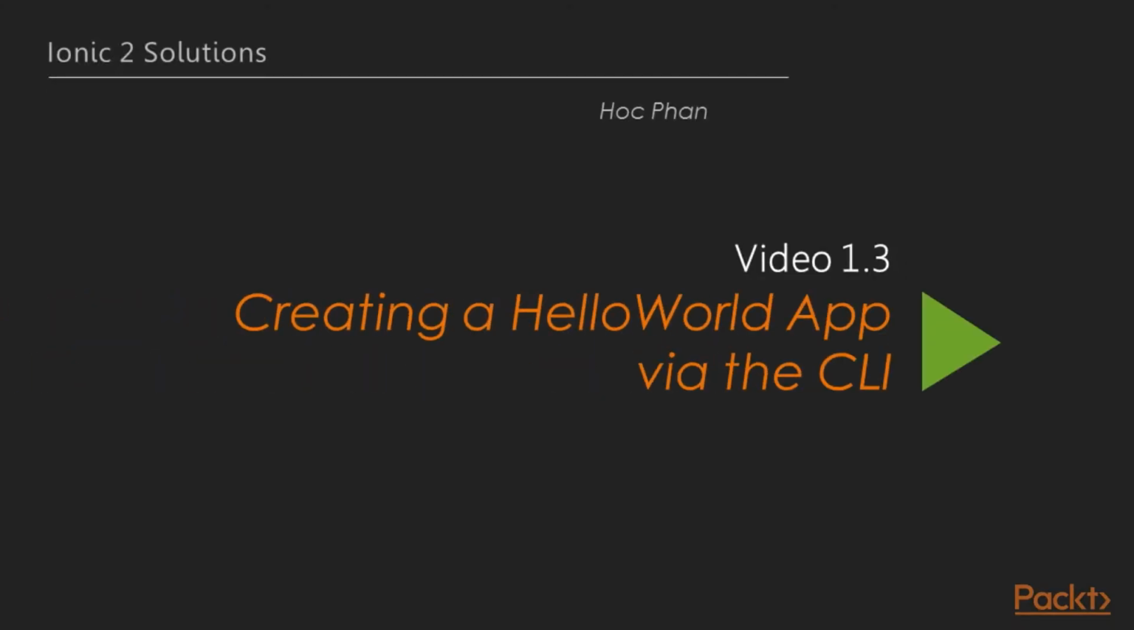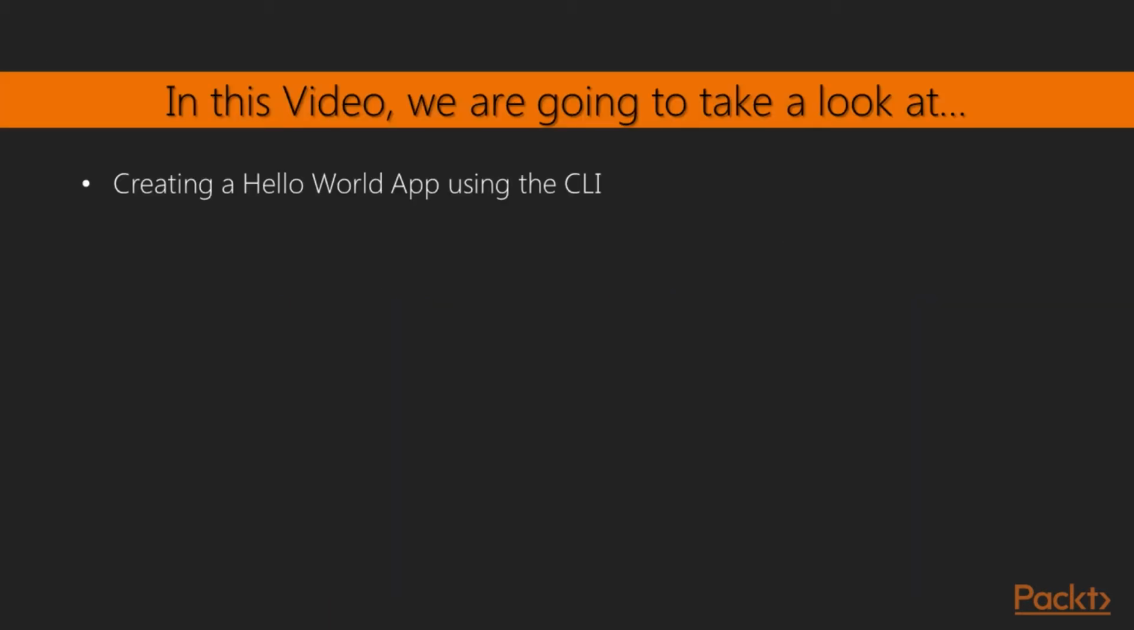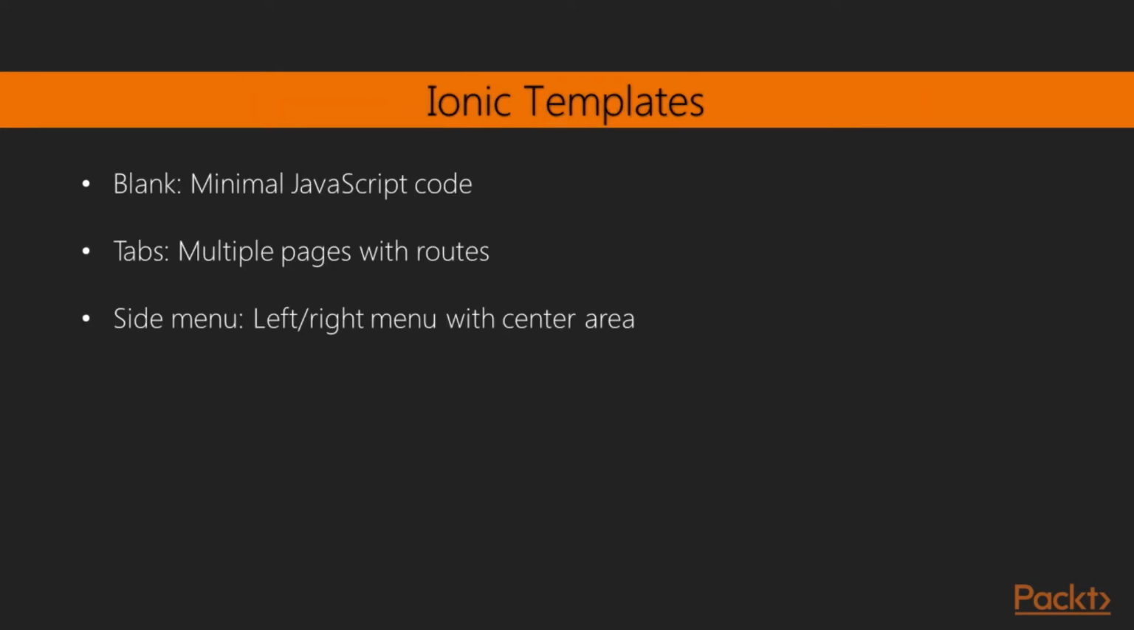Hi, this is a new video of the section Creating a Hello World app via the CLI. In the previous video we got to know how to set up an environment to create apps. In this video we're going to create a Hello World app using the CLI. It's quickest to start our app using the existing templates. Ionic gives you the following 3 standard out-of-the-box templates via the command line.